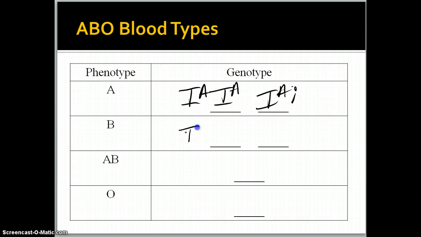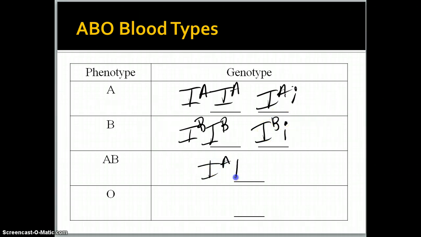Okay, this individual right here would have I^B I^B, or they could have I^B and then the recessive allele, still expressing the B antigen. This individual, because they are codominant, is going to express both simultaneously, and this individual won't have any surface antigens and will have both recessive alleles.